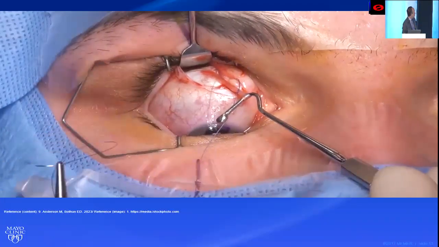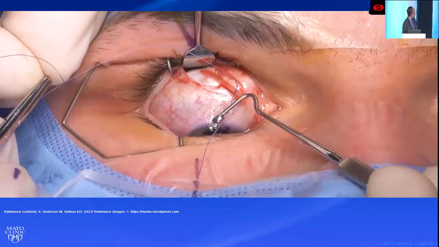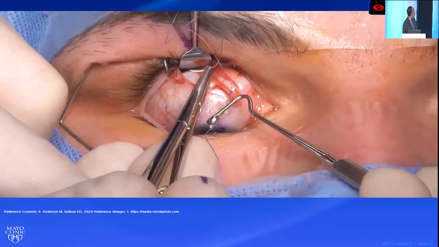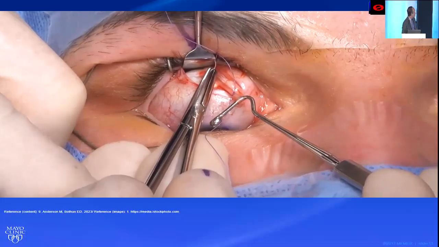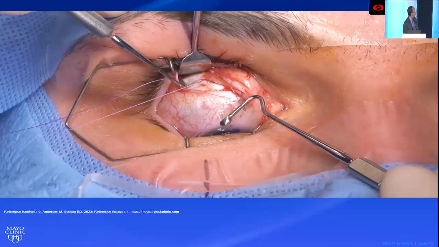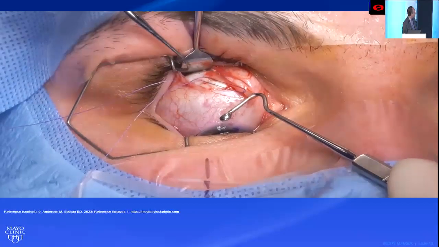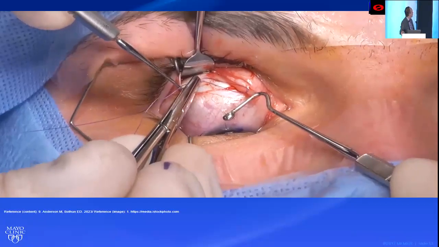So just temporal to that, I will take a small bite carefully, imbricate a small bite of the sclera with each of the needles of 6-0 Vicryl. So we have both sides of the Vicryl coming down and attaching just temporarily. Adjusting back here is difficult.